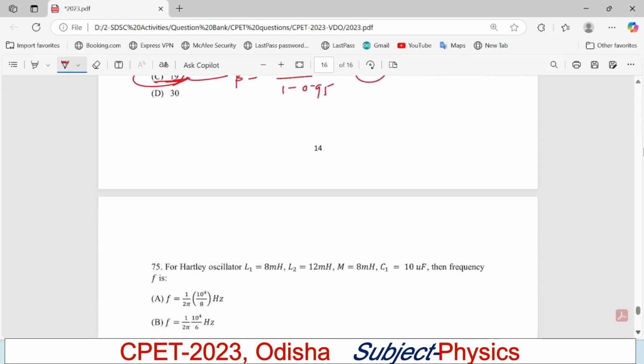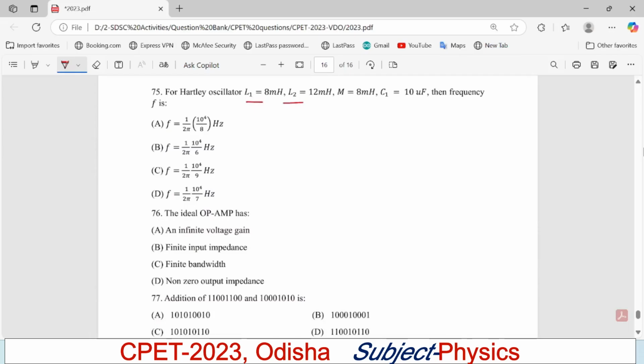Next question, question number 75. For Hartley oscillator, L1, L2 and M, C1, all the values are given. Then what is the frequency for the Hartley oscillator? The Hartley oscillator formula you have to always remember: 1 by 2 pi root over L T C. Here LT means total inductance. So total inductance LT is nothing but L1 plus L2 plus 2 into mutual inductance, 2M. So you just put the values of L1, L2 and 2M, and you will find LT is equal to 36. You just calculate, okay, 36 into 10 to the power minus 3 Henry.